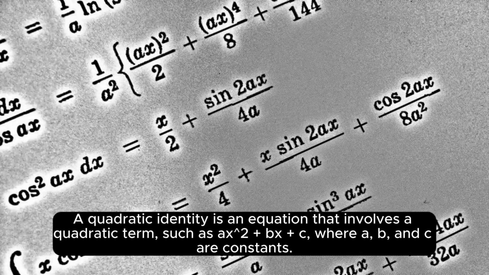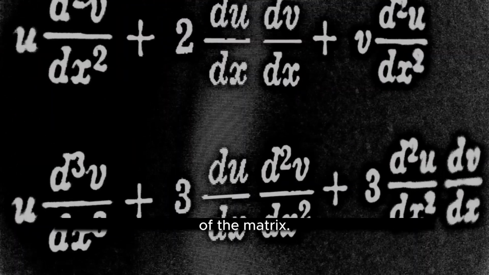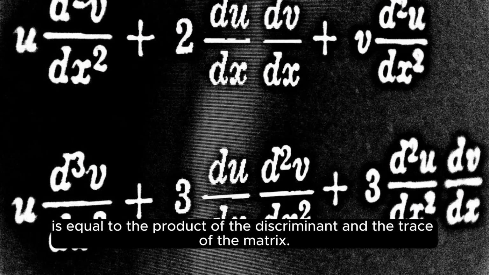A quadratic identity is an equation that involves a quadratic term, such as ax^2 + bx + c, where a, b, and c are constants. A common quadratic identity states that the determinant of a symmetric 2 times 2 matrix is equal to the product of the discriminant and the trace of the matrix.